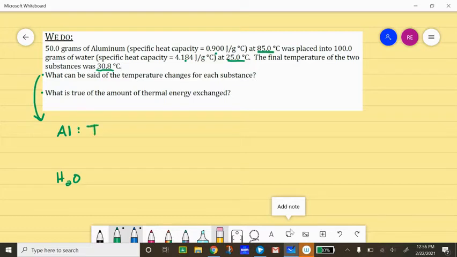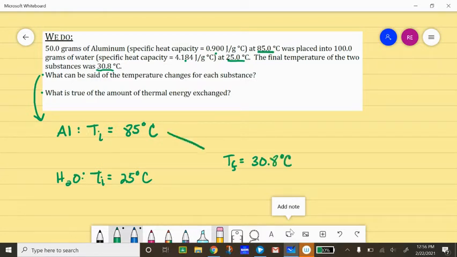Our initial temperature of aluminum, we said, was 85 degrees Celsius. And for water, our initial temperature, we said, was 25 degrees Celsius. So after they reach equilibrium, we have a final temperature for both substances of 30.8 degrees Celsius. So there's really probably two things we can say about aluminum and water here. So first of all, what can be said about the temperature changes?